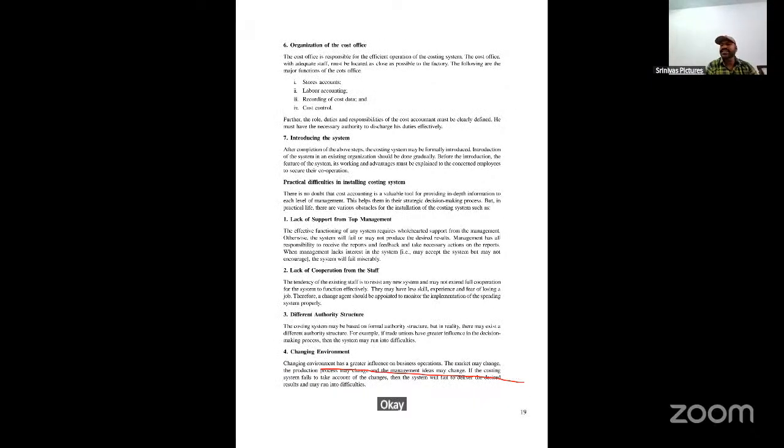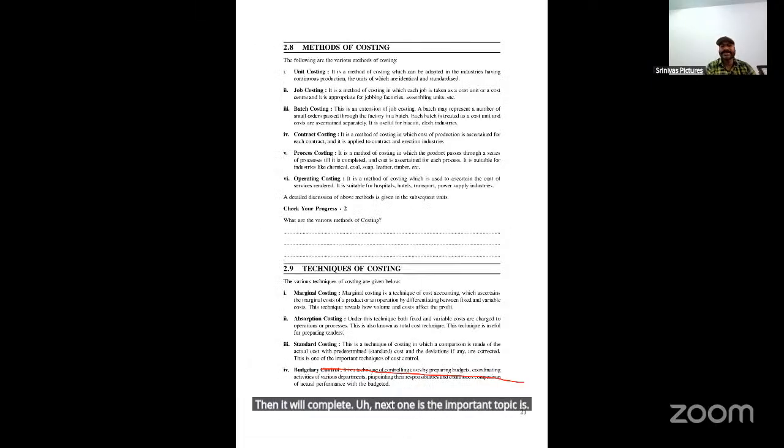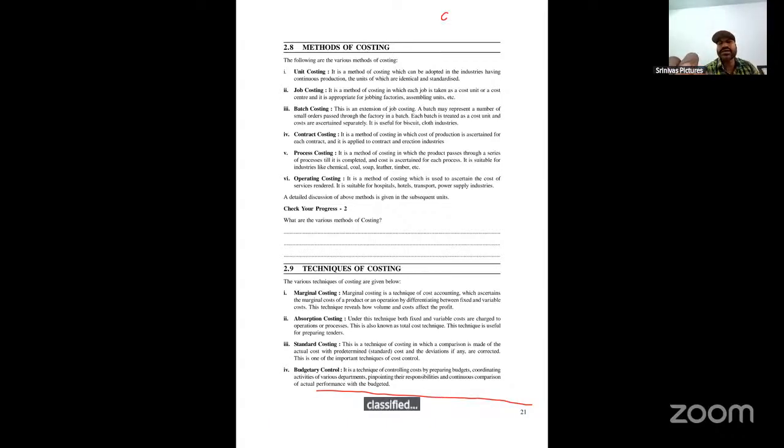This is the theory part. Only 7 headings you have to learn, then it will be complete. The next important topic is methods of costing. Before the discussion of these cost accounts, cost is classified into cost classifications, methods, and techniques.